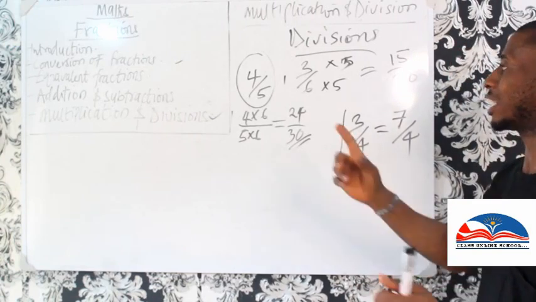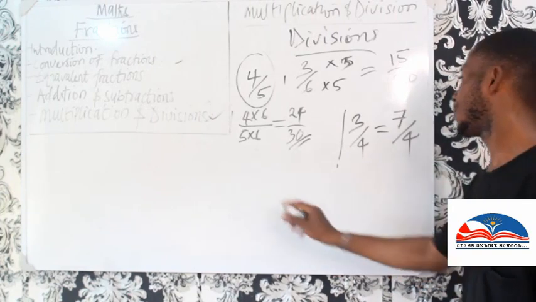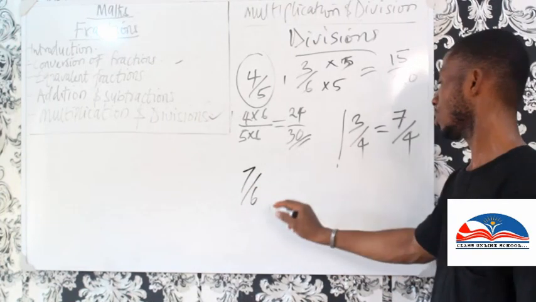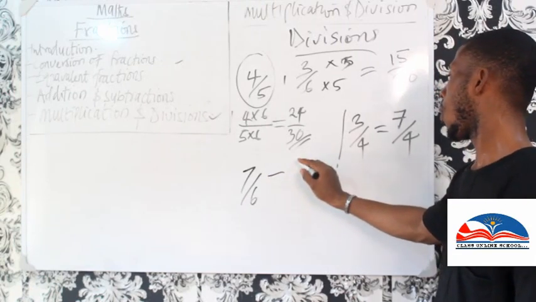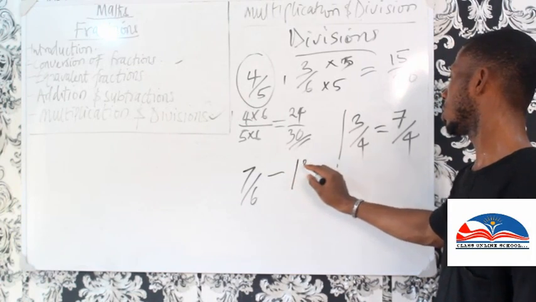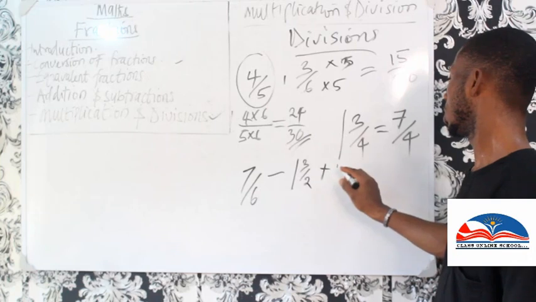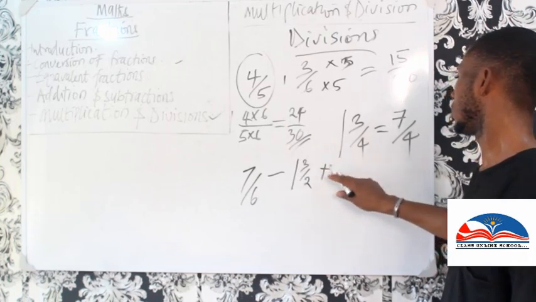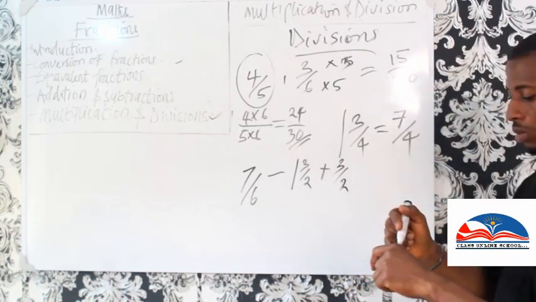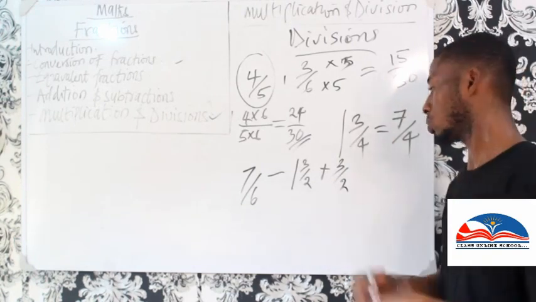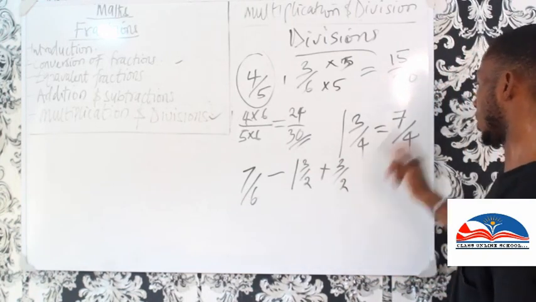Okay, let's look at addition and subtraction of fractions. We have 7 over 6 minus 1 whole number 3 over 2 plus 3 over 2. This is just my own example. Alright, 7 over 6, minus 1 and 3 over 2, plus 3 over 2.